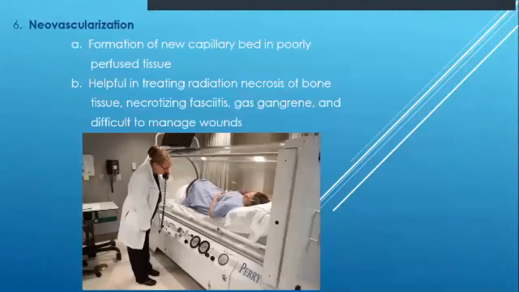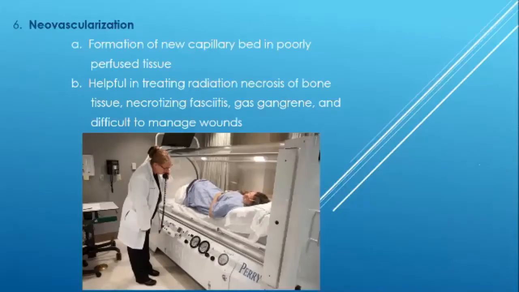And let's see if I got a better picture. Yeah, this is a better picture here. You'll have a TV where you can watch TV and you're in there by yourself. Now, there's a difference between the monoplace and the multiplace, and that simply is, how is it pressurized? All right. But before we talk about that, let's talk about the neovascularization.